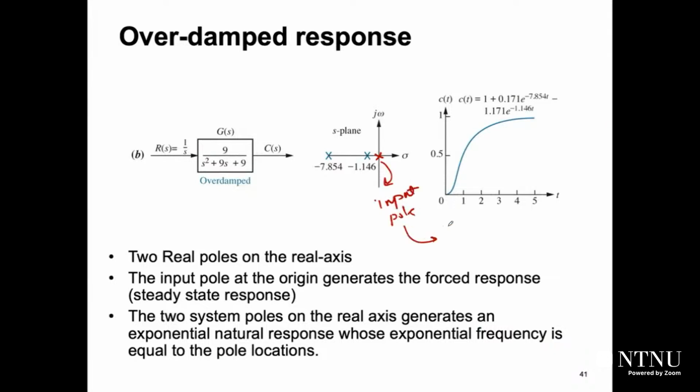This input pole will generate the forced component, which is that part, right? Which is one. This is the forced component. But this one, it's a system pole, and those system poles will generate the natural component or natural response, whose exponential frequency is equal to the pole location.